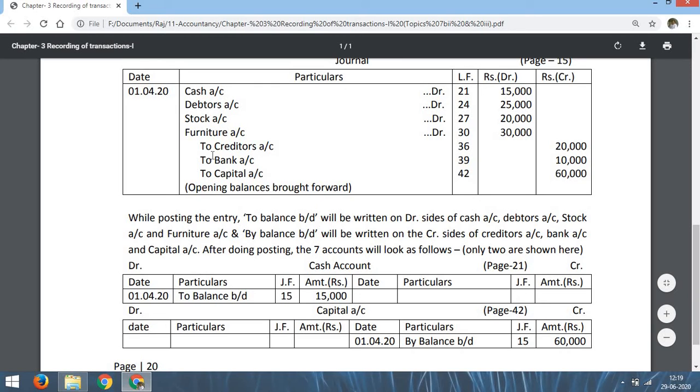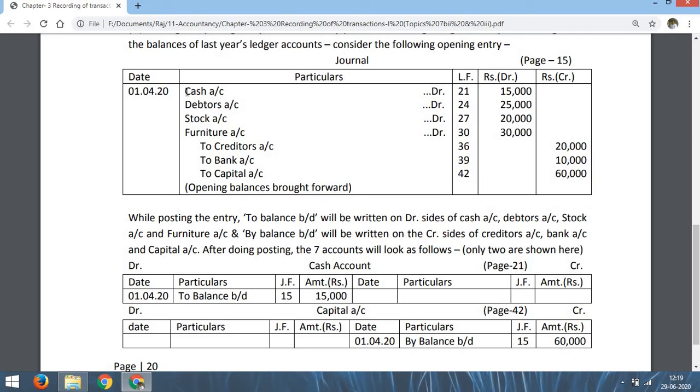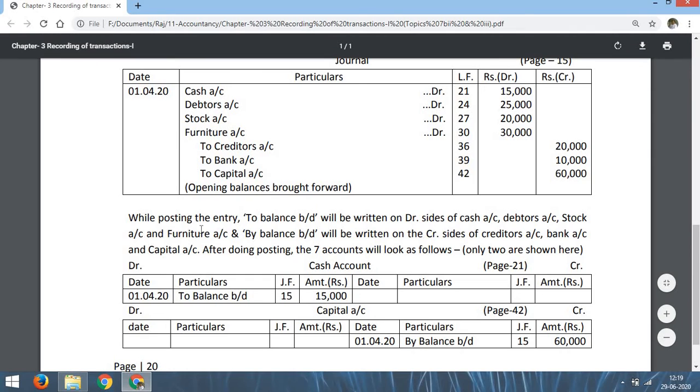Now how to make posting? Since these 4 accounts have debit balances, in each of these 4 accounts we have to write on the debit side "To balance b/d". So the rule is, while posting the entry, "To balance b/d" will be written on the debit sides of cash account, debtors account, stock account and furniture account.